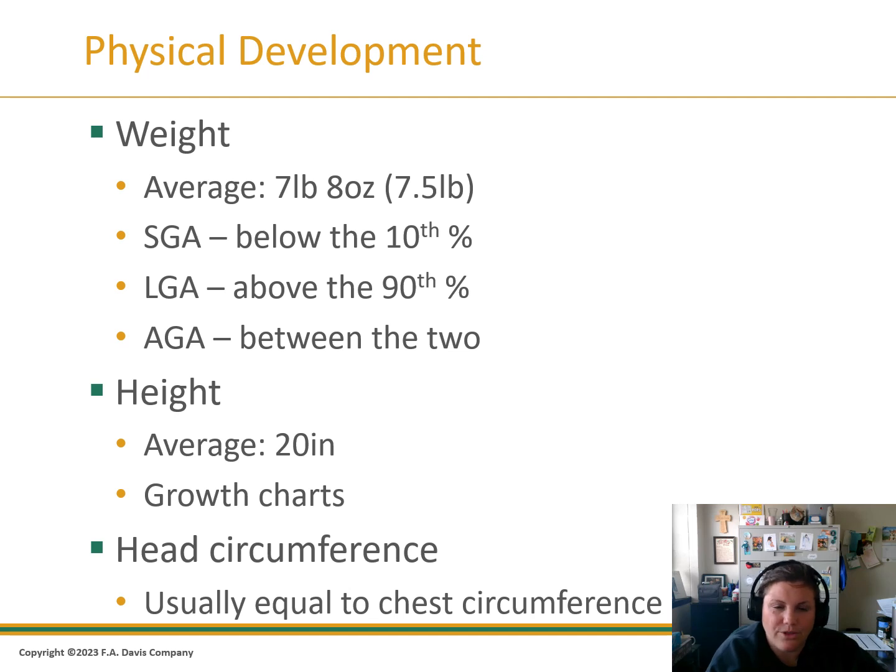Average length at birth would be 20 inches, and we talked about growth charts briefly the other day, that they're used to identify trends in growth patterns and notice if a child all of a sudden falls off of the growth chart or has some significant peak or dip in their pattern.